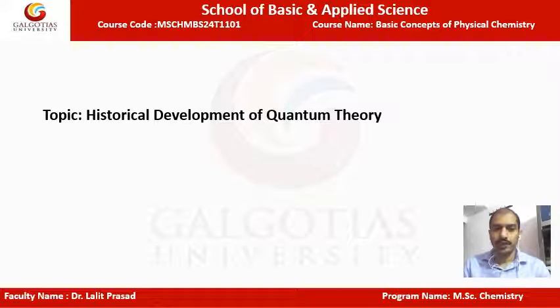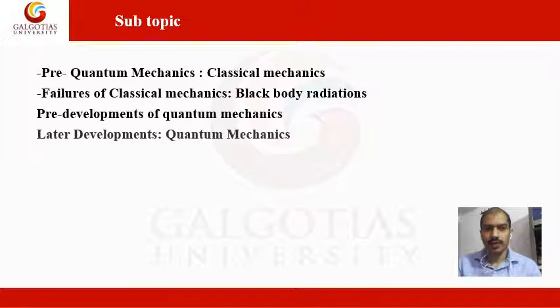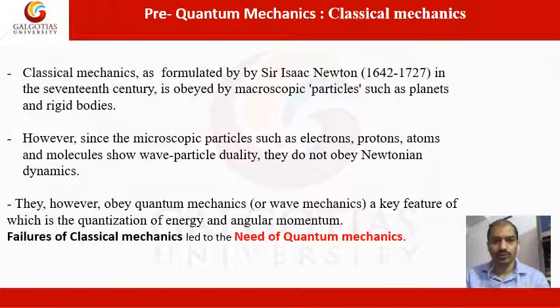So welcome you all. Today's topic is the historical development of quantum theory. In this topic we will discuss pre-quantum mechanics, classical mechanics, and the failure of classical mechanics, for example blackbody radiation, the early and prior development of quantum mechanics, and what the later development was in the field of quantum mechanics.